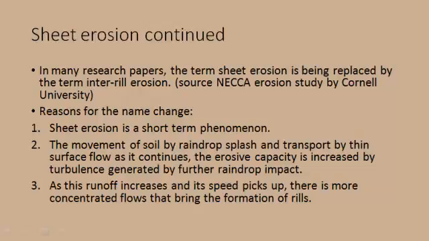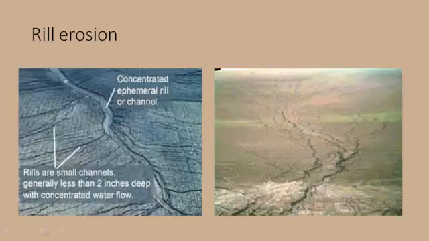And as we've got the movement of soil by raindrop splash and transport by this thin surface flow, as it continues, the erosive capacity is increased by turbulence generated by further raindrop impact. And as this runoff increases and picks up speed, it starts to cut differentially, and that brings us the formation of rills. Rills that can be just an inch or two deep, or these larger concentrated rills that can be up to a foot in depth.